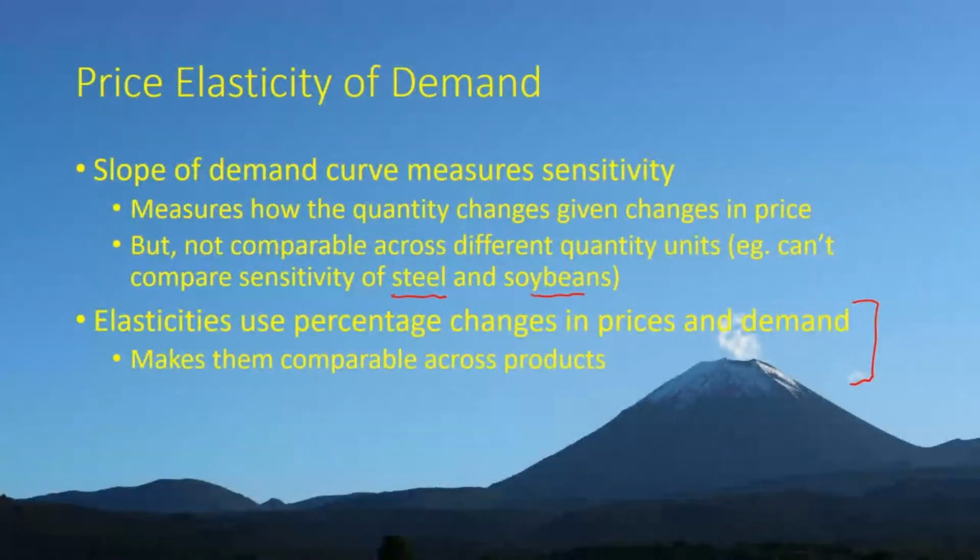meaning it's going to have no units associated with it. But it's going to tell us how sensitive demand of the product is to changes in the price itself. And by creating the elasticities, it's going to allow us to make the sensitivities comparable across different products that we might wish to consider. And that's one of the reasons for doing it in this more general way.